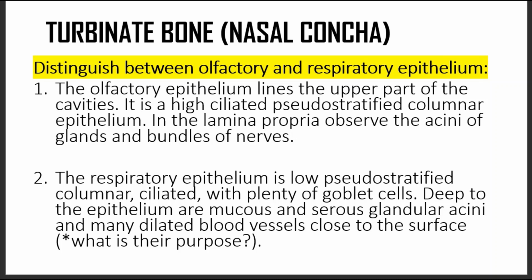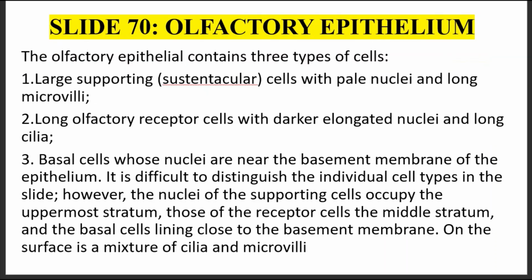The reason for the abundant dilated blood vessels found in the respiratory epithelia is that these warm the air that enters the nose. So the air is in close proximity with the blood, which has a higher temperature. So there are abundant blood vessels in the respiratory epithelia for the purpose of warming the air that is breathed in. All right. Now, in the olfactory epithelium, we're going to look at three principal cells.